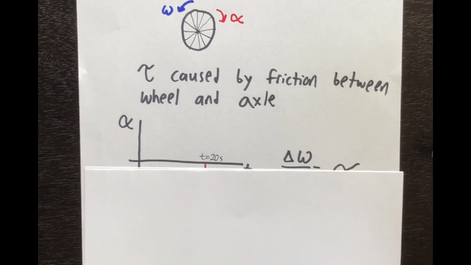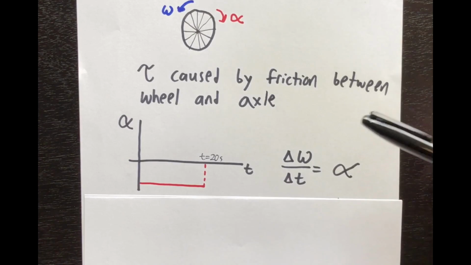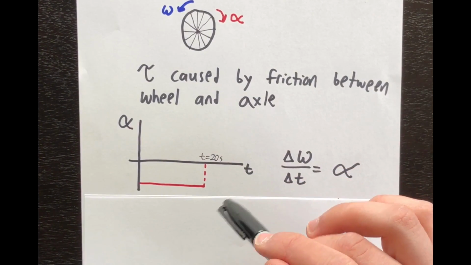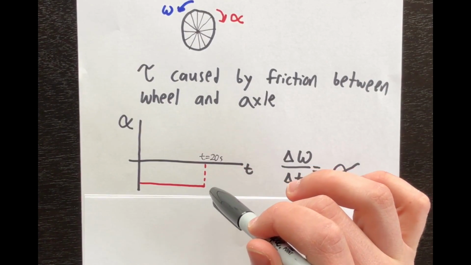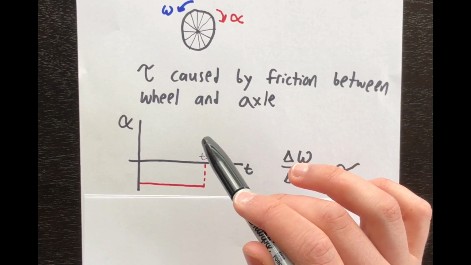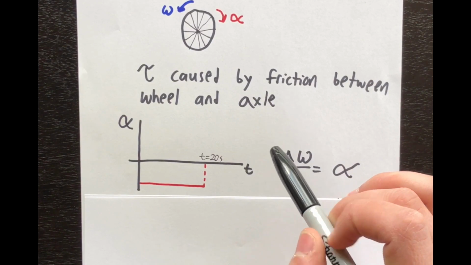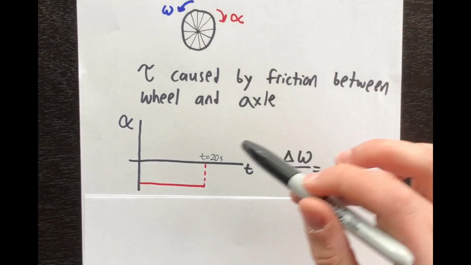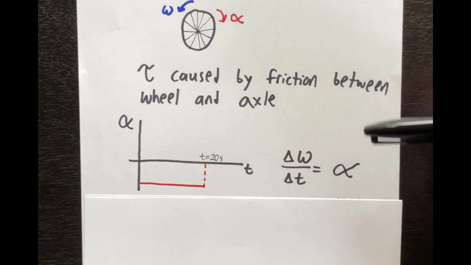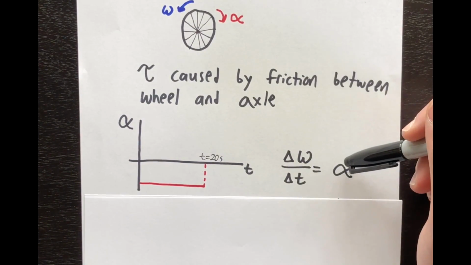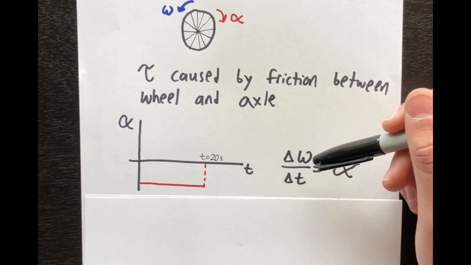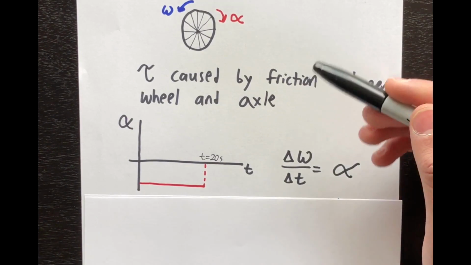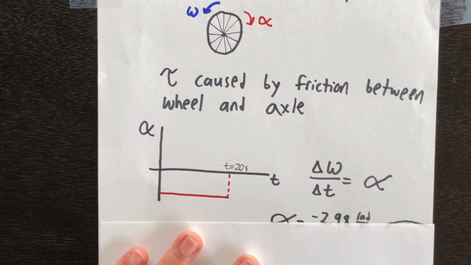So the first thing we want to do is draw a graph of angular acceleration versus time. Now, this is negative, and that's very important. The fact that this is negative means that the angular acceleration is in the opposite direction of the angular velocity. It means it's causing it to slow down. We also know that this is constant because it's caused by a constant torque, and the angular acceleration is given by the change in angular velocity over time, just like how regular acceleration is given by the change in velocity over time. Now we can solve for it.